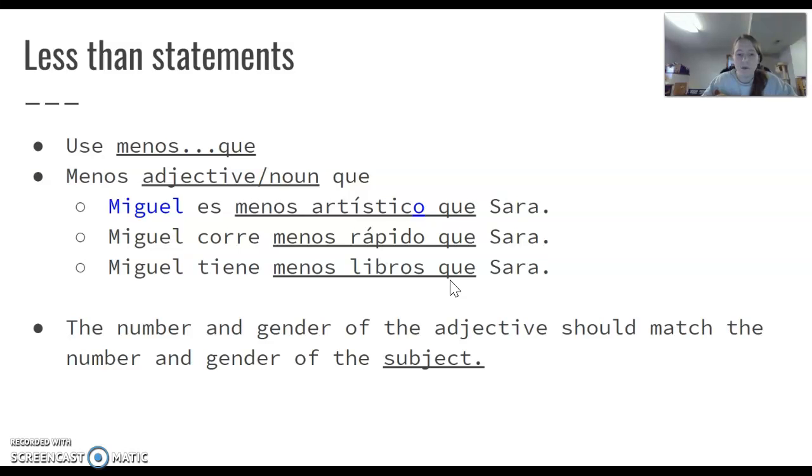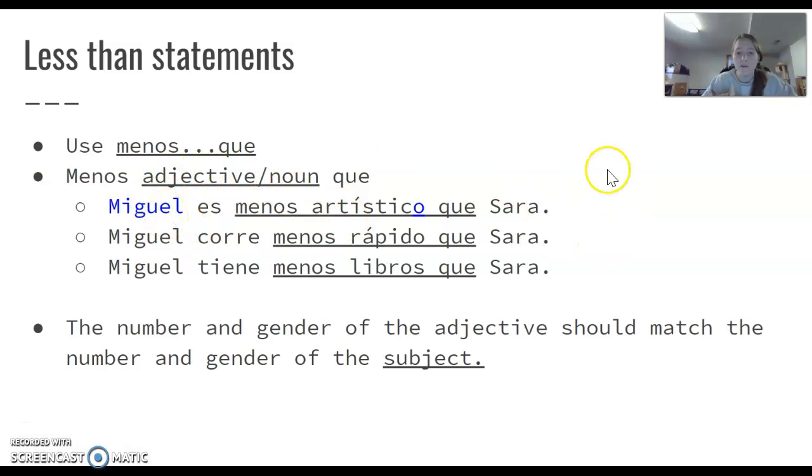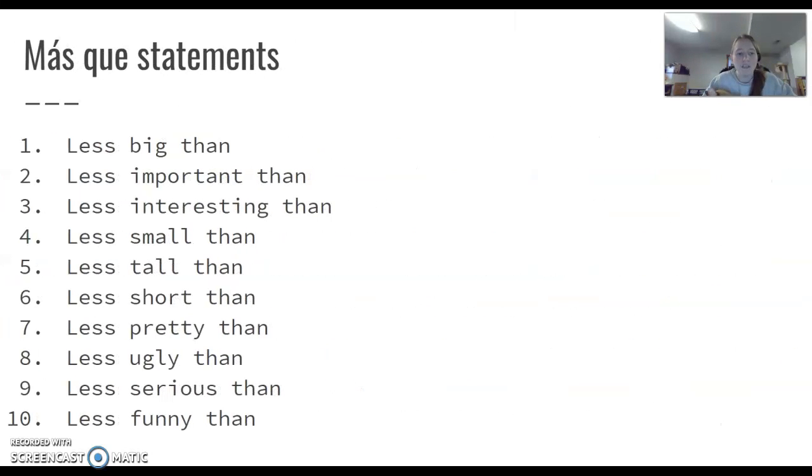And again, your number and the adjective, like artístico, needs to match the number and gender of the subject. So here we're comparing Miguel. So Sara is just the extra detail here. Menos que statements are not used nearly as frequently as más que. 9 times out of 10, I'm going to use a más que statement, if at all possible. It's just easier. Okay, so let's do these. These are the same ones as before. So now you're just going to have, instead of más, you're going to have menos. So write them out, then hit pause, and then check your answers.